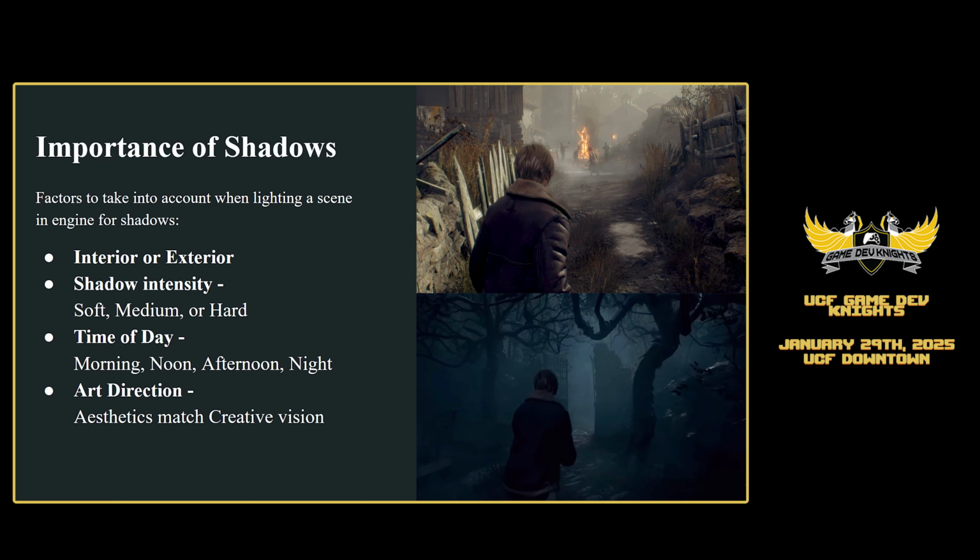But back to shadows. Different types of day will have different types of shadow strengths. You know, you've got your morning, noon, afternoon, and night. Night's going to have really dark shadows. Noon at the highest peak of the sun is also going to have really dark shadows, and then there's going to be some variations between morning and afternoon as well. So keep that in mind. And always, not even as a lighting artist, but just in general, you want to make sure the aesthetics for your scene matches the creative vision.